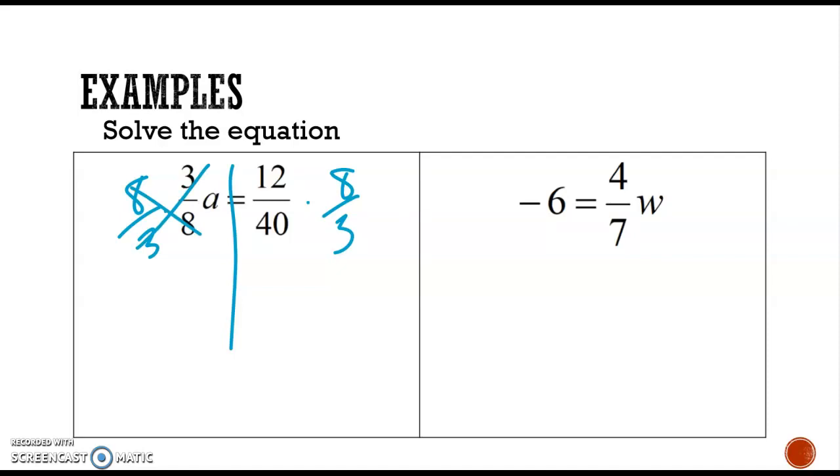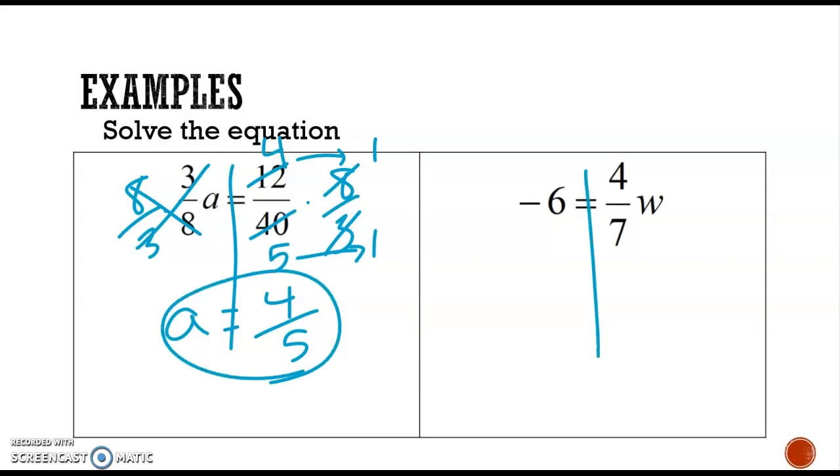So remember from before, I like to simplify my fractions first. So the 12 and the 3 can both be divided by 3. So 3 becomes a 1, and the 12 becomes a 4. The 8 and the 40 can both divide by 8. So the 8 becomes a 1, and the 40 becomes a 5. So now I just multiply across. 4 times 1 is 4. 5 times 1 is 5. So a equals 4/5. Since 4 is smaller and it's in the numerator, we do not need to simplify this anymore.